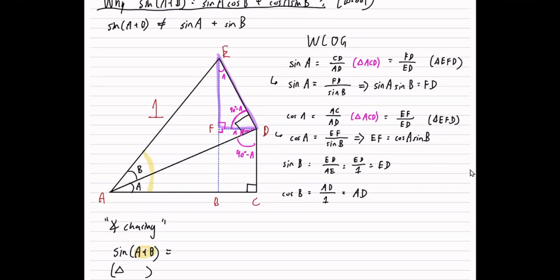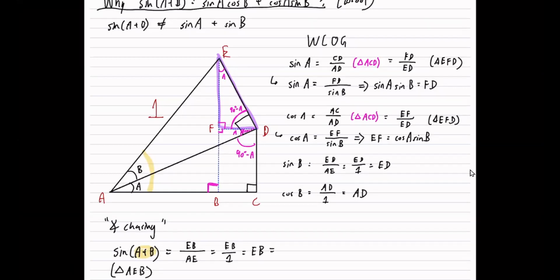I didn't draw the right angle. It should be here. So what triangle? AEB. Triangle AEB. Okay, so we focus on triangle AEB. What's a sine? Opposite over hypotenuse, right? So what over what? EB over AE. Very good. EB over AE, and AE is just 1, right? So it's EB over 1, which is just EB.